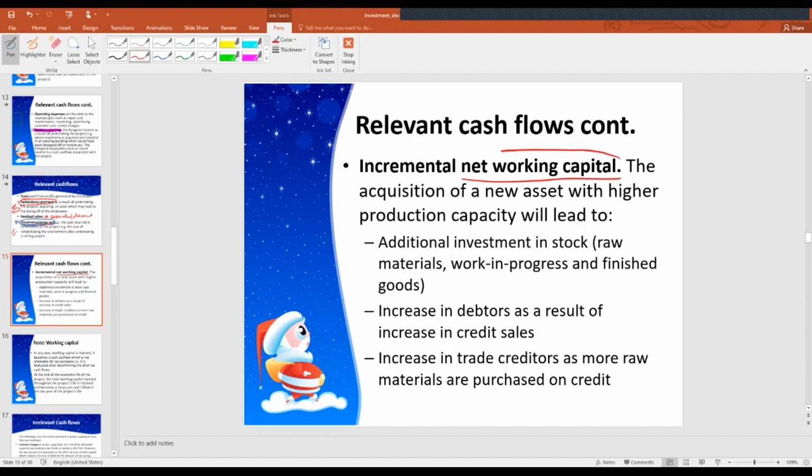So the incremental working capital, in the year when you invest towards working capital, you quantify it as a cash outflow. The stock, the work in progress, the debtors, the creditors, all those are part and parcel of the analysis.